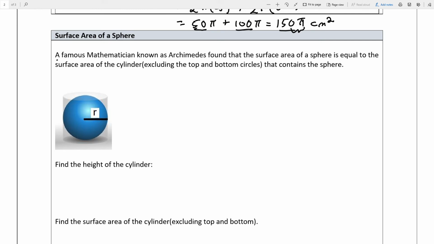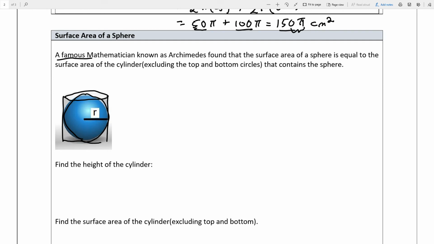Okay, so let's start. A famous mathematician known as Archimedes found that the surface area of a sphere is equal to the surface area of the cylinder excluding the top and bottom circles that contains the sphere. So here we have this blue sphere, and the sphere is contained in this cylinder. But this cylinder does not have a top face or a bottom face.